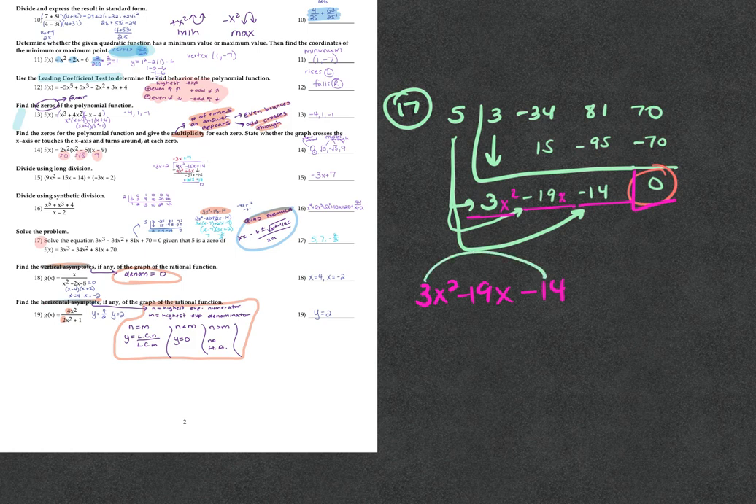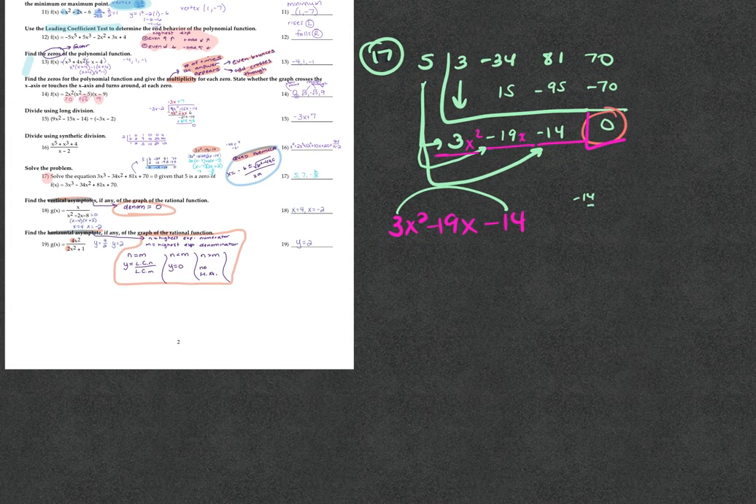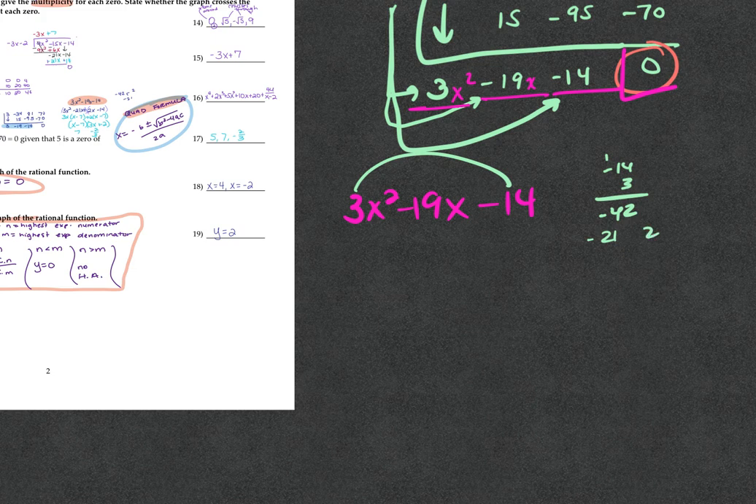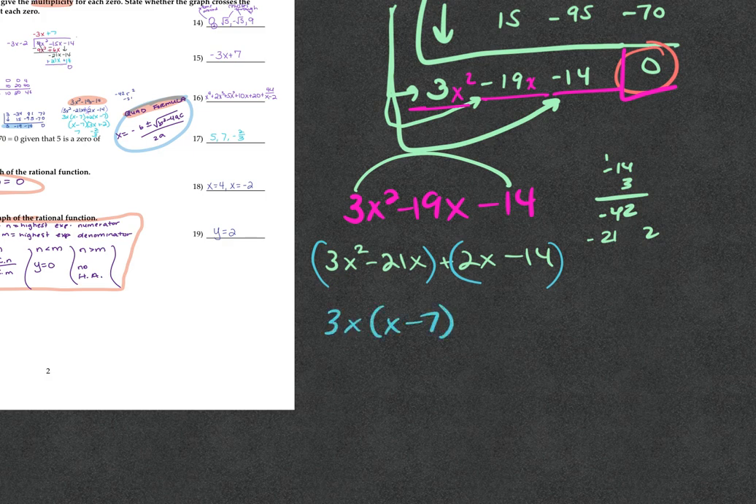So I multiply first times last: negative 14 times 3, negative 42. I look for the factors of negative 42 that sum to negative 19, which is negative 21 and positive 2. So I get 3x squared minus 21x plus 2x minus 14. And then I factor by grouping. Take out a 3x, x minus 7, take out a 2, x minus 7, and there's my 2 remaining factors.